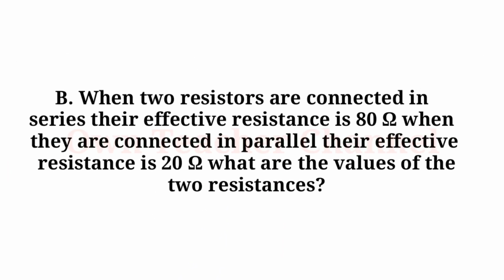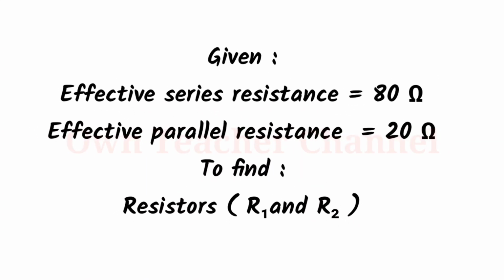B. When two resistors are connected in series, their effective resistance is 80 ohm. When they are connected in parallel, their effective resistance is 20 ohm. What are the values of the two resistances? Given effective series resistance is 80 ohm and effective parallel resistance is 20 ohm. So we have to find here resistors R1 and R2.